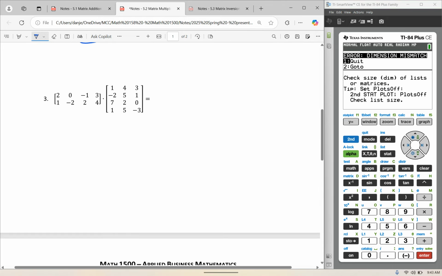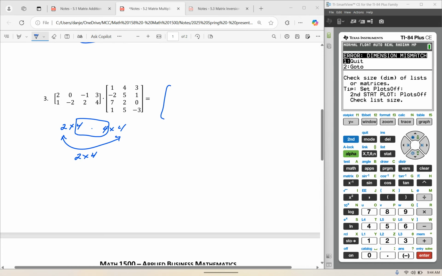Number 3, notice here we have a 2 by 4 times a 4 by 4 matrix. Because of the 4s, I can multiply. My result will be a 2 by 4 matrix. I like to set up the 2 by 4 matrix.